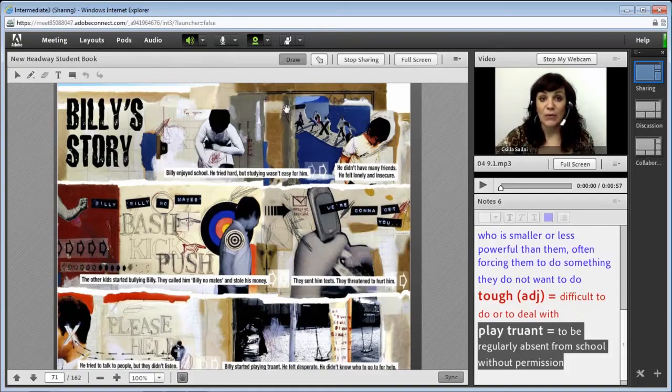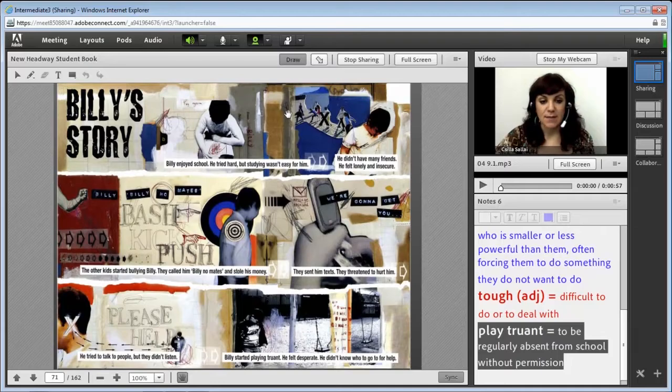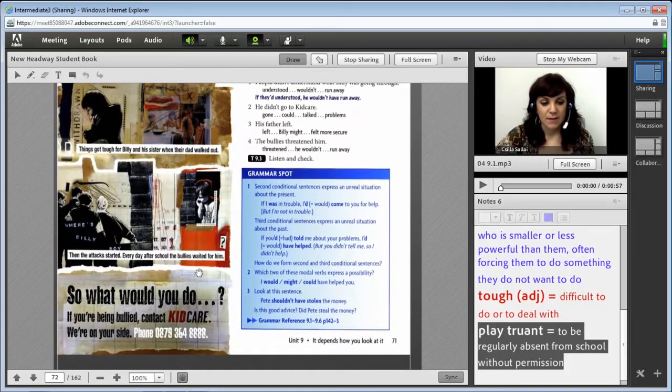I'm sure you all noticed that this is actually a leaflet that gives some information about Billy's story. And if you look at this information under the last picture on page 71, you can find this organization called KidCare, who produced this leaflet. So what would you do? If you're being bullied, contact KidCare. We're on your side. And you can find a phone number.